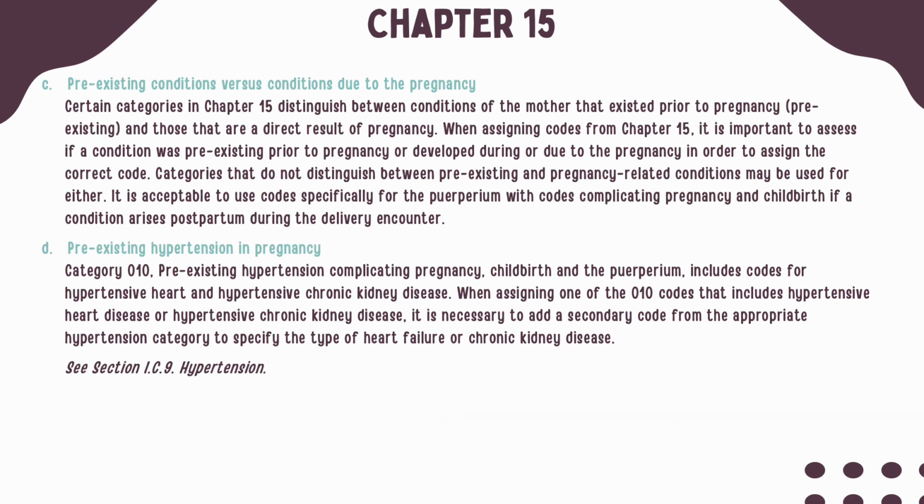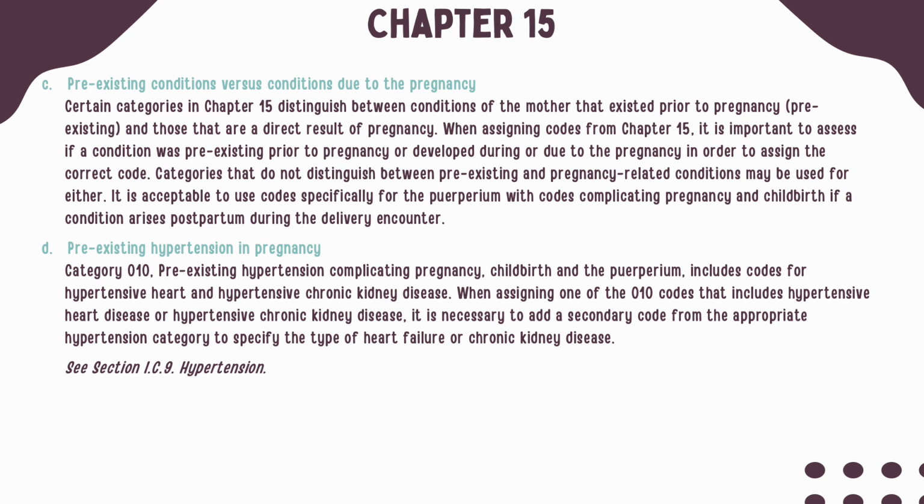Some conditions in Chapter 15 will distinguish between conditions that existed prior to the pregnancy and those that are a direct result of the pregnancy. When you're assigning a code from Chapter 15, it is important to determine if it was pre-existing or if it developed during the pregnancy. When the category does not distinguish, it can be used for either.